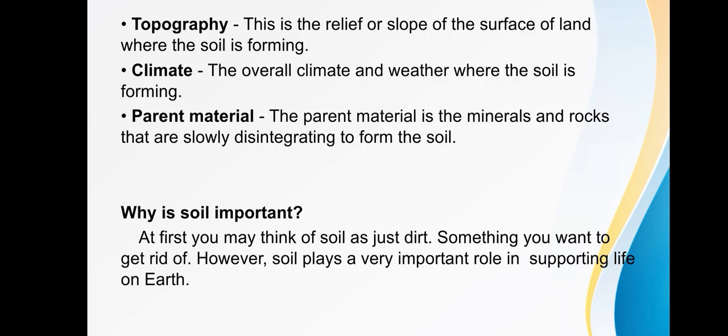Of interest, climate is one of the five soil forming factors and has a significant influence on the properties of soil. Parent material. So the parent material is the minerals and rocks that are slowly disintegrating to form the soil. So parent material is the geologic material from which soil horizons form. There are seven variations of parent material. So those are weathered bedrock, till, outwash deposit, aeolian sand, loess, alluvium, and local overwash.